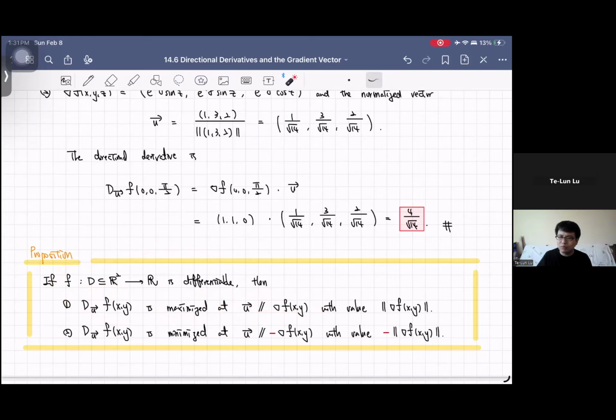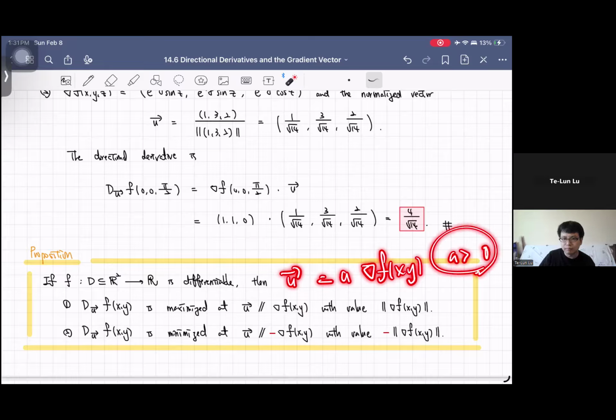And this is not a really good notation because I recall that in the vector section, I stated parallel in the sense that you can be either opposite or actually parallel, right? So I want to emphasize here that by parallel, I mean they actually share the same direction. So basically, I'm saying that u must be a constant multiple a of the gradient, and a must be positive, okay?